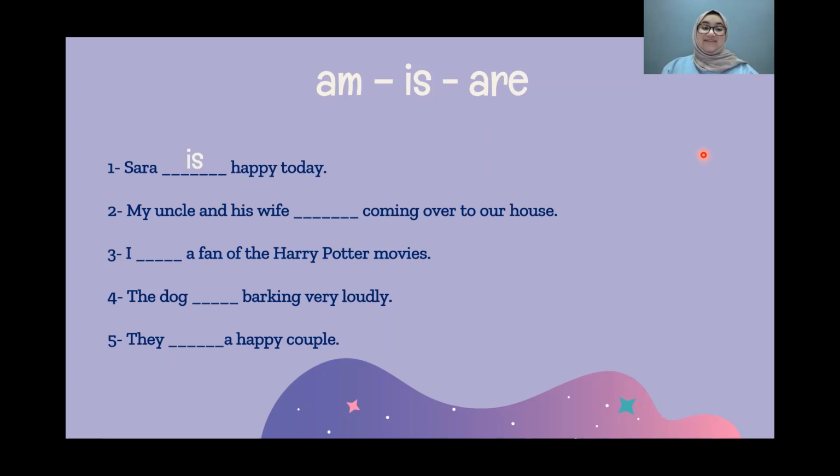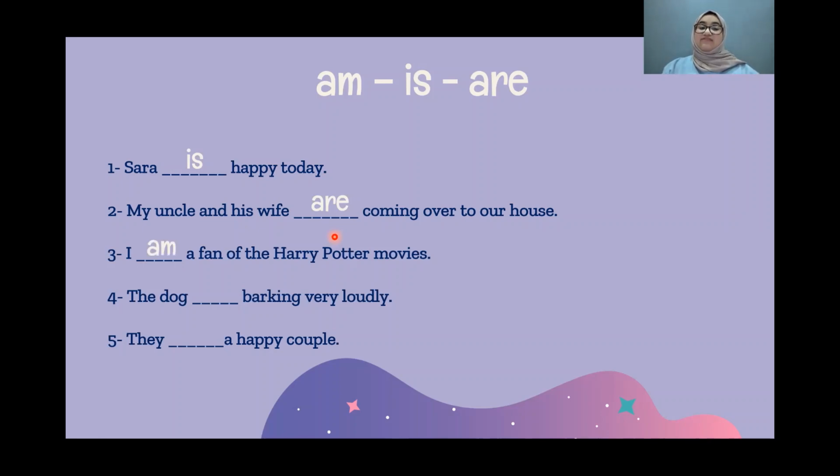So, the first sentence is, Sarah is happy today. We used is because Sarah is one person and it's a she. My uncle and his wife are coming over to our house. We said are because my uncle and his wife are 2 people.